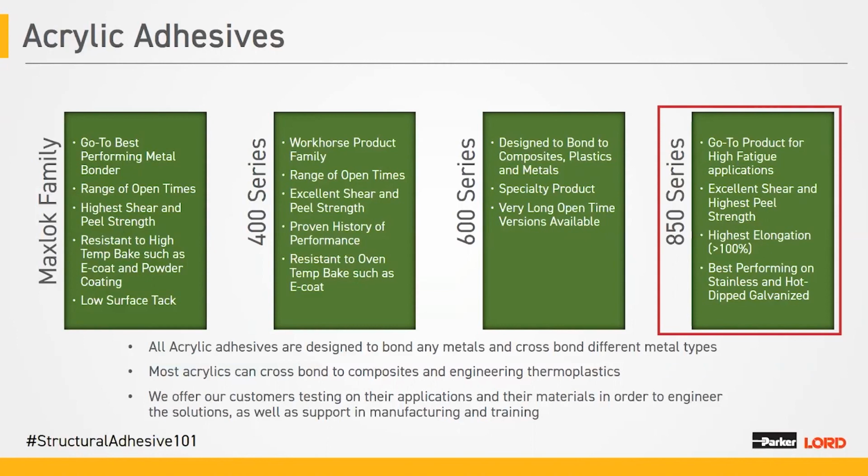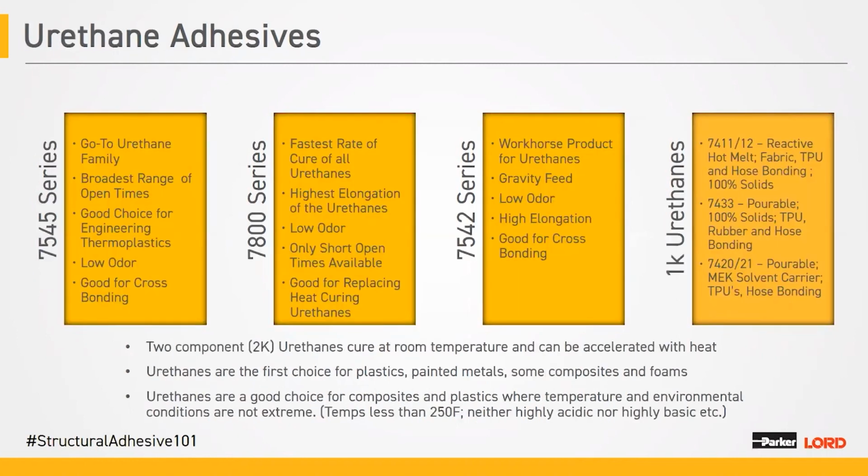It has excellent shear and some of the highest peel strengths, very good elongation for a structural adhesive, high elongation over 100%, and one of the best performing on stainless steel and hot dip galvanized metals. Again, all designed to bond metals or cross bond other different types of metals or even composites, engineering thermoplastics, and then typically with our customer support, we will offer testing on their applications and their materials in order to help engineer a solution for the specific customer.